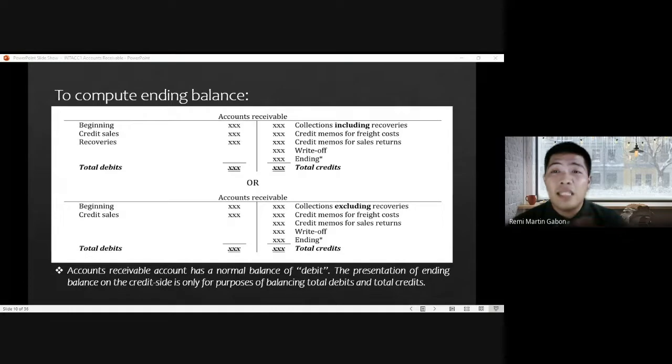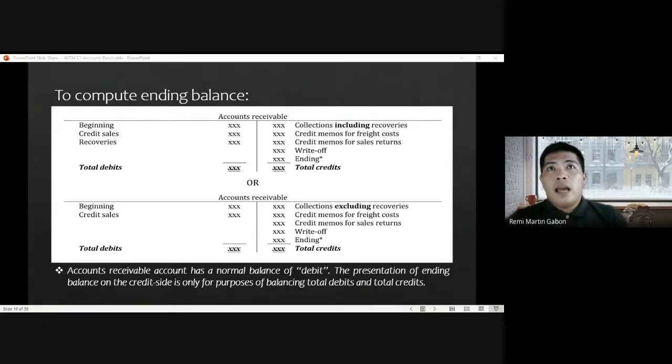But there are instances, I hope you were able to encounter this one, that despite being FOB shipping point, where the buyer should have shouldered the freight, it is the seller who shoulders the freight. Yung tawag doon is FOB shipping point freight prepaid. So I hope na-mention yan. I hope lang. Kung hindi, no problem.